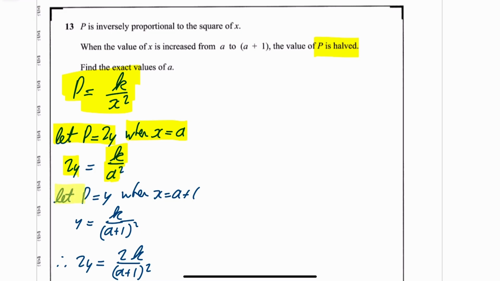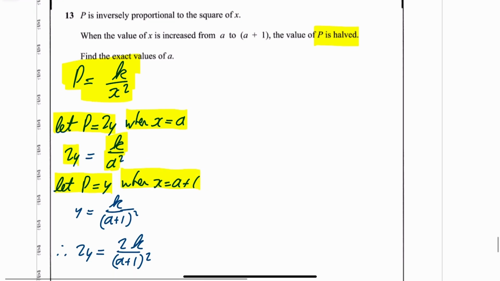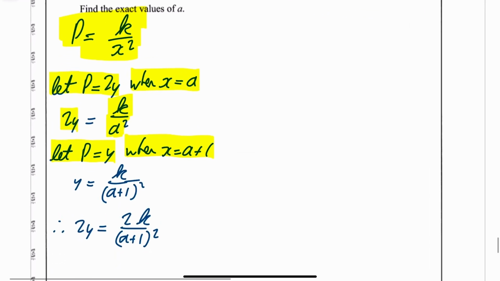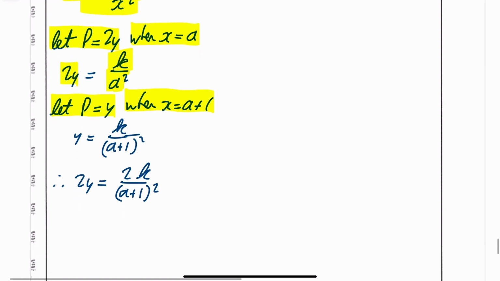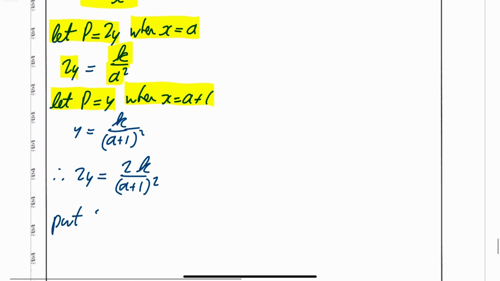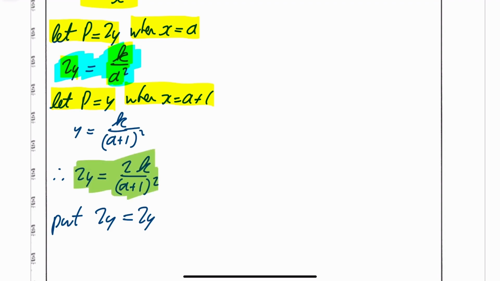So let P then equal y when x is equal to a plus 1, and then we'll go from here. So that means y is equal to k over (a plus 1) squared. And that means double that, so you'll get 2y is equal to 2k over (a plus 1) squared. So what we're going to do is just put the 2y equal to the 2y. So this thing in yellow I have up above here, I'll do it in blue here so you can see it. Put that equal to this thing here. So the thing in blue, yellow, and the thing in green, put those equal.